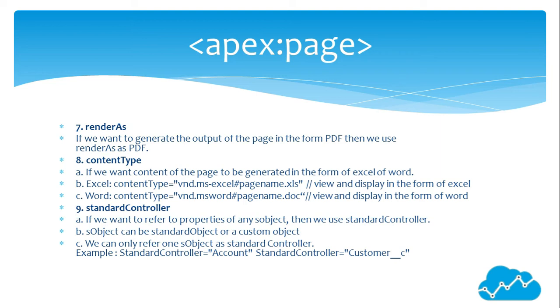Standard controller. If we want to refer to properties of any object, then we use standardController. The sObject can be a standard object or a custom object. We can only refer to one sObject as standard controller. For example, standardController="account", standardController="customer__c".